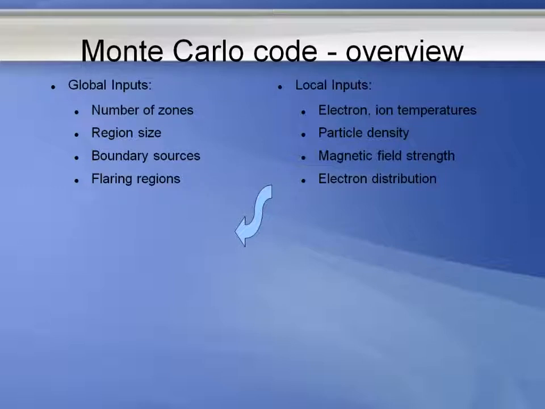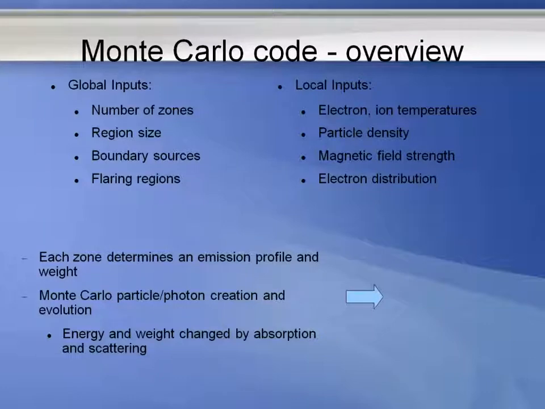The local inputs, which would be at each single grid point within the simulation, include the electron and ion temperatures, particle density, magnetic field strength, and the electron distribution, which may be some combination or a single Maxwellian for a thermal distribution or a power law for a non-thermal distribution. At this time, we're just doing thermal distributions. It's an approximation, but we're working up to the point where we'll be doing more consistent modeling of the heating of particles in accretion disks. And so we'll be getting to the point where we're putting in our own distribution.